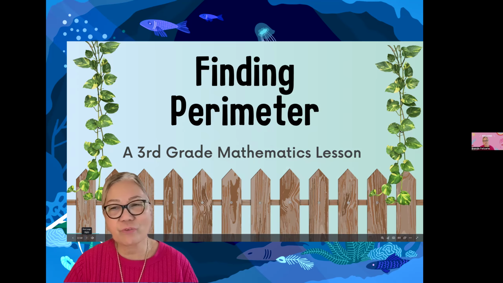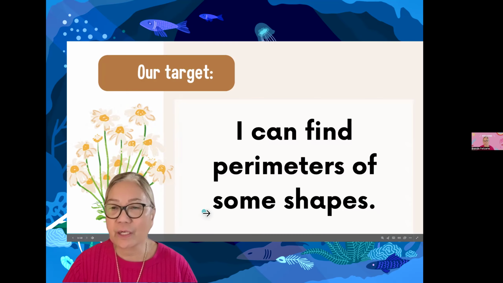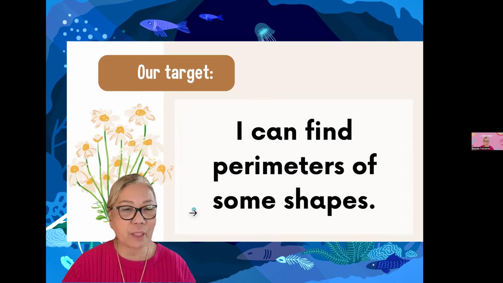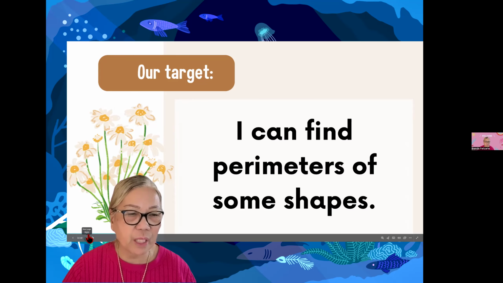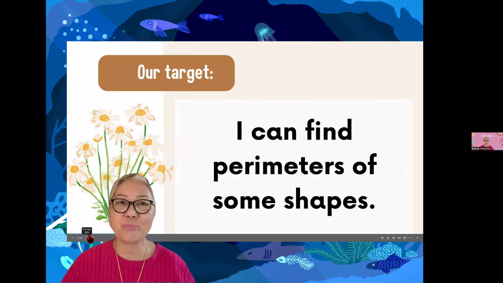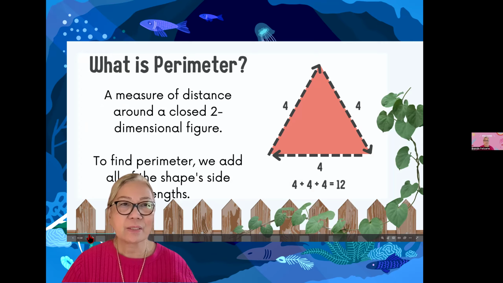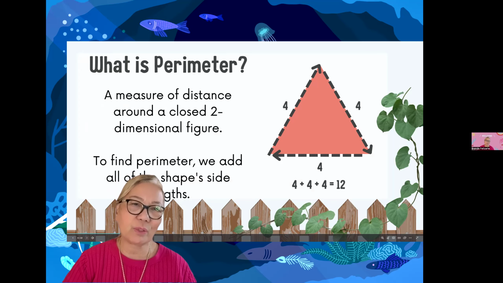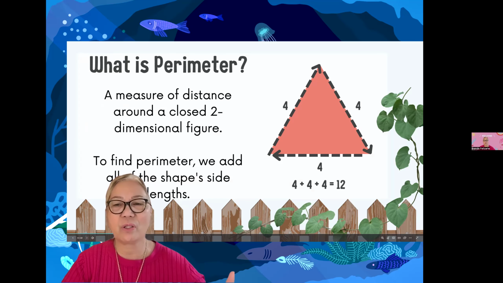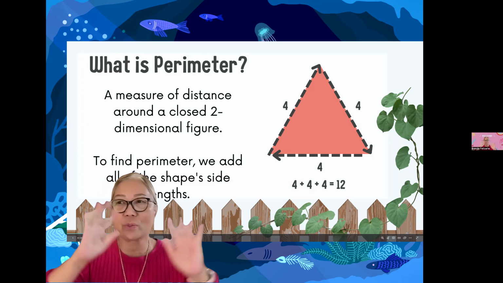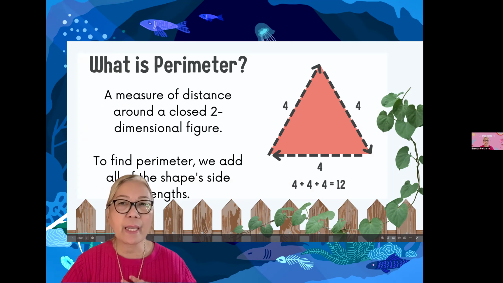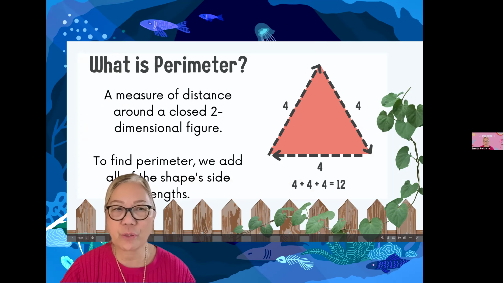All right, third grade math. Our target is to find perimeters of some shapes. I'm not going to teach the rest of the shapes, but only several selected polygons. So, what is perimeter? I do not want to use the I do, we do, and you do because there is no student present anyway. So first, I have to tell them what perimeter is.